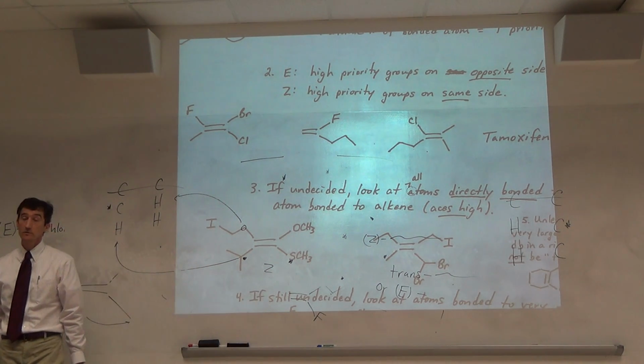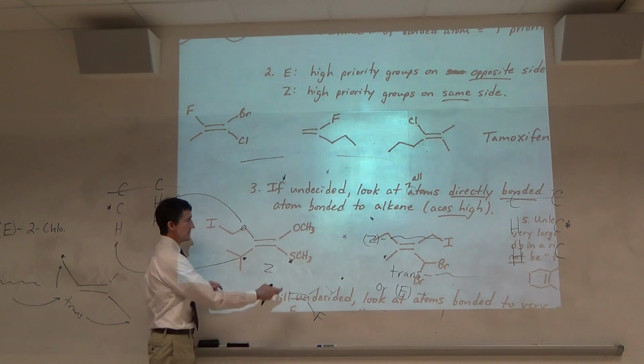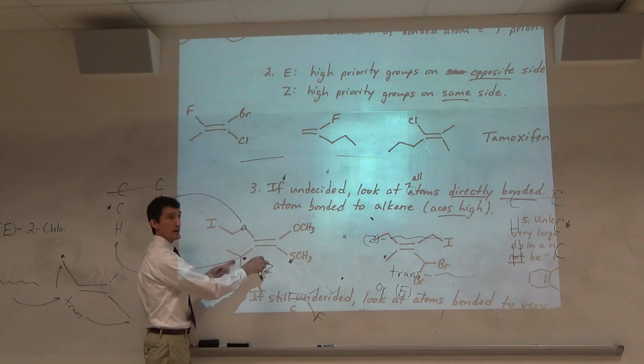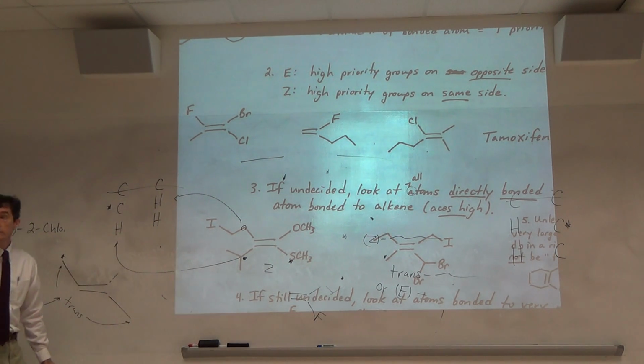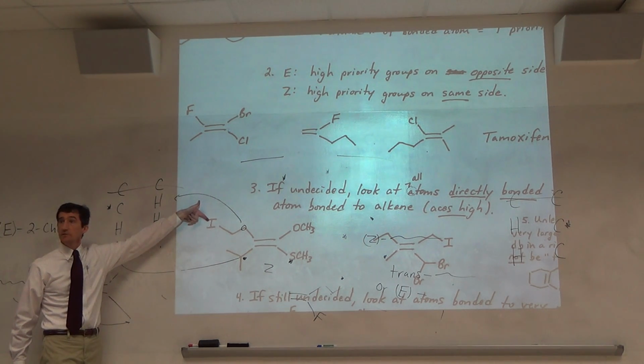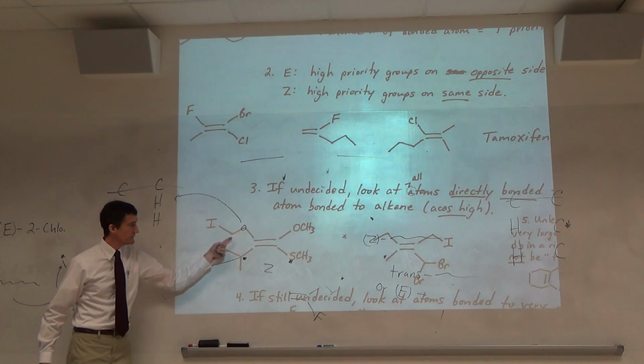Could you also draw E? Yeah, switch these two groups. Right here, the isopropyl and the sulfur are cis. If you make them trans, you'll have the other stereoisomer. One pitfall is you see this big iodine and you think that's the high priority group. Yeah, but you don't look at it one atom at a time.